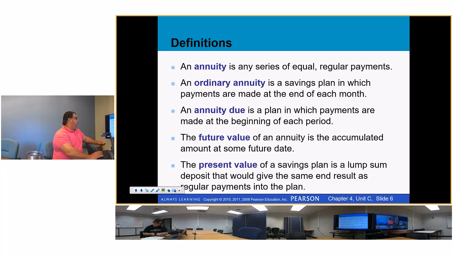Present value of a savings plan is a lump sum deposit that would give the same end result as regular payments into a plan. Okay? Instead of paying 12 monthly payments, you'll pay a yearly payment. Something like that.